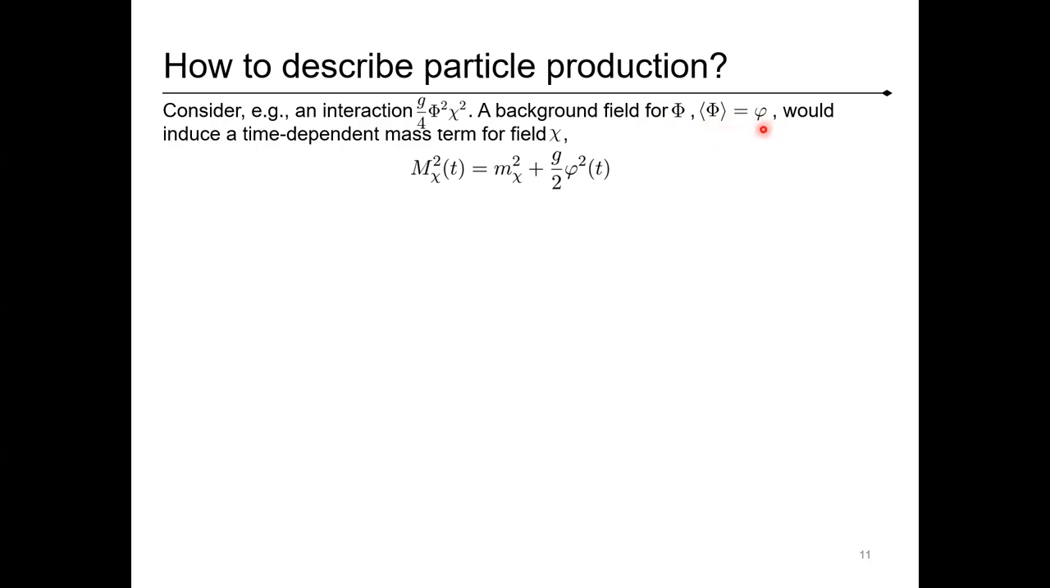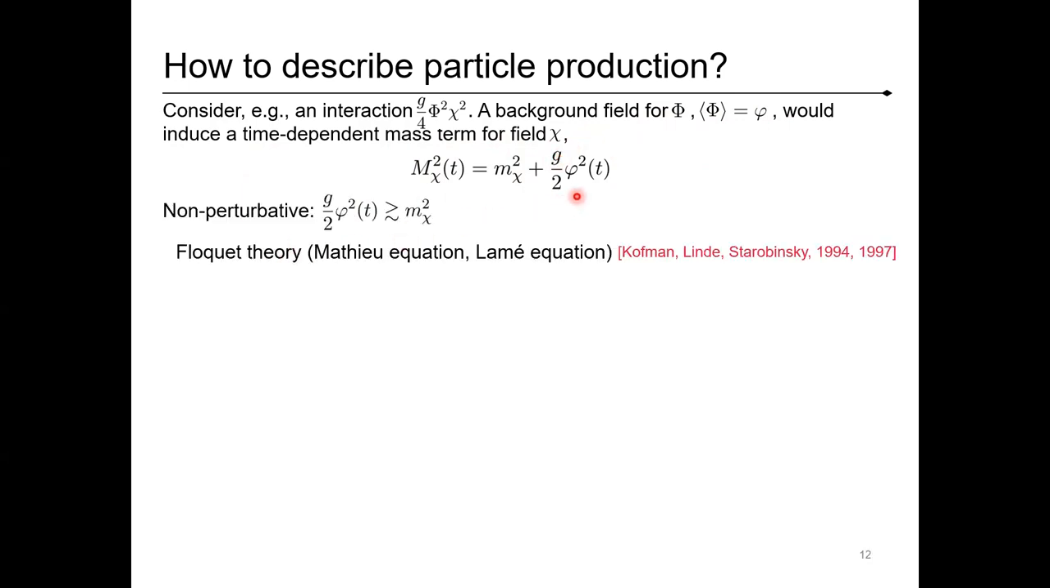If the one-point function is non-vanishing, it would induce a time-dependent mass term for the field chi. This is the bare mass for the chi field at zero temperature, and this is the time-independent part. This is the time-dependent part. When the time-dependent part is bigger than the time-independent part, particle production is non-perturbative. In this region, the particle states of the chi field are not well defined, because to define particle states you need to have constant mass, a free field theory, and you build your Fock space. Even so, we can still study particle production in this region by applying Floquet theory to analyze the equations of motion for the mode functions.